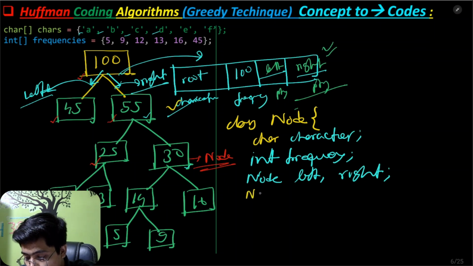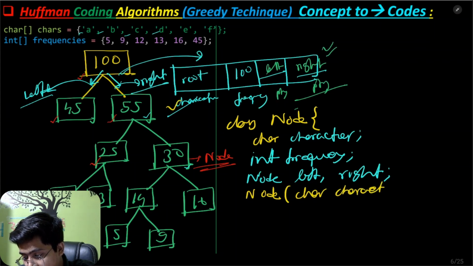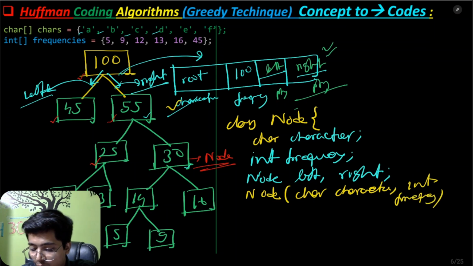So let's call it Node, and let's pass character and frequency. This is a parametric constructor. When we are creating a node, we pass these values here. Look, this is a5, so we passed the value a and 5, and those values that are not passed are set to 0, that is, null.